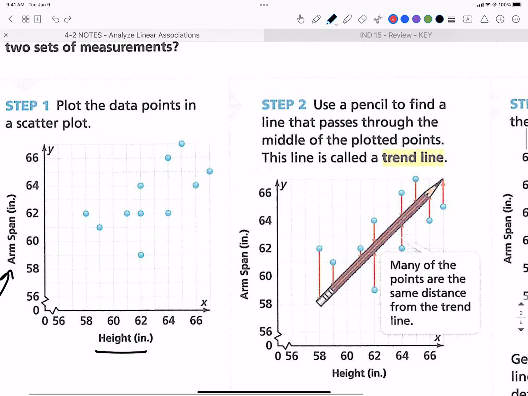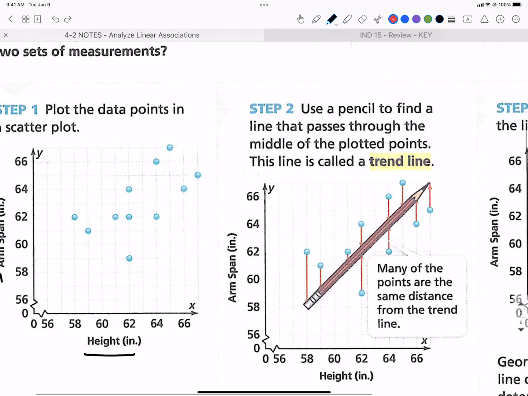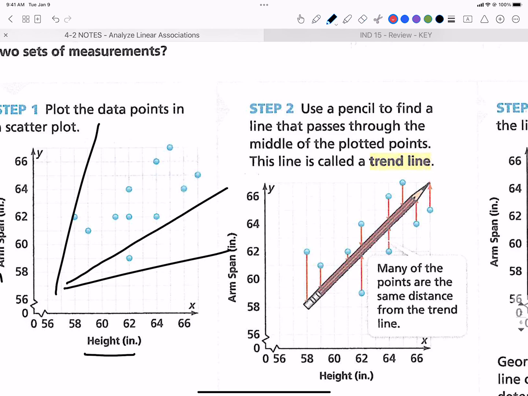So you want to fit it like they did in this pencil. You want to fit it where you're kind of in the middle. You got a few above and a few below and you're kind of right there in the middle. And then angle wise, right, you don't want to do something like this. That's way too steep. This is way too shallow, even if you run it through these, right? It's not rising at the same rate that the majority of your data is rising.